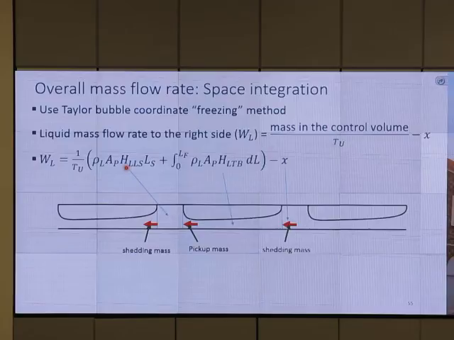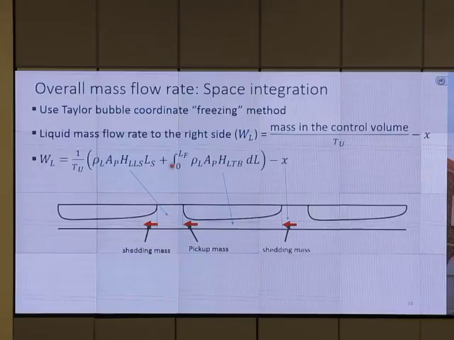Amount of mass inside is HLRS, which is hold up, right? Hold up in the slug body, multiplied by AP, the cross-section area for liquid phase in the slug body. Good. Multiplied by LS, slug length. So this gives us the volume of liquid in the slug body. Volume multiplied by density, we get mass that is in the slug body.